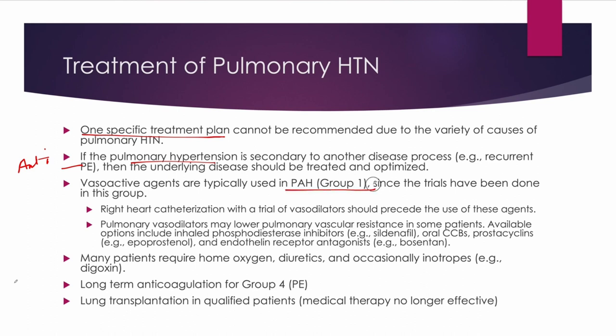If you have group 1 or PAH, there are some newer vasoactive agents that have helped with this. There are some new trials that have been done, and they might lower the pressure resistance and help prevent further disease. Remember, the patients historically had a pretty poor prognosis. These work primarily for group one. They don't work for other types of pulmonary hypertension. A lot of these patients are going to require home oxygen, diuretics, and occasionally things like digoxin. And we talked about this, long-term anticoagulants for group four and lung transplantation if medical therapy is no longer effective.